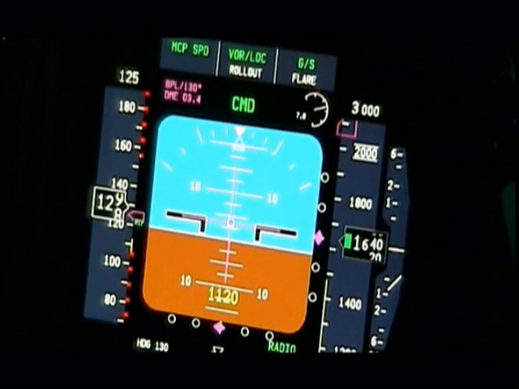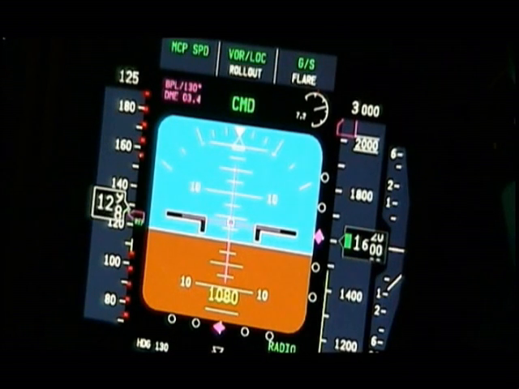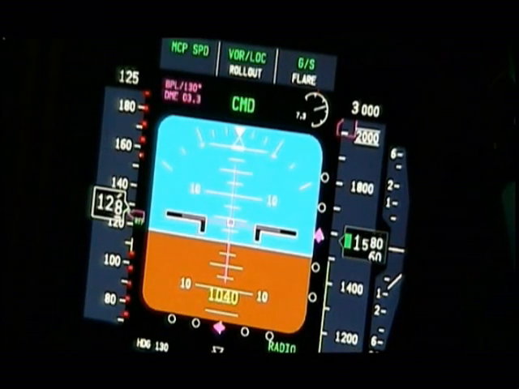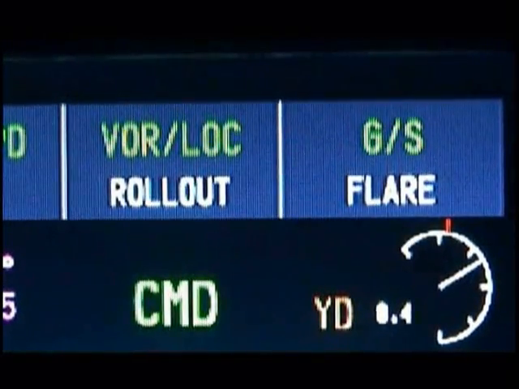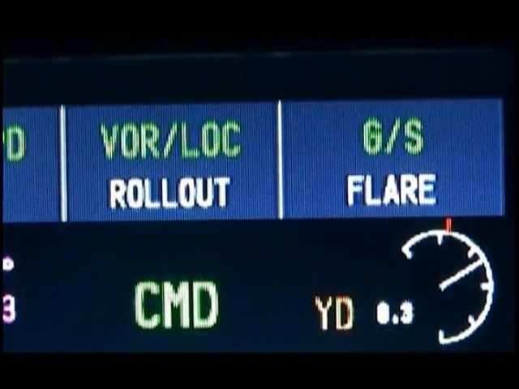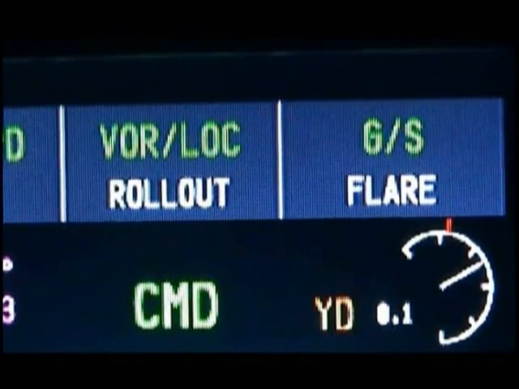During a fully automatic landing, flare and rollout appear at the top of the primary flight display. This is how the computer tells the pilots that it is ready to carry out the landing and touchdown fully automatically.